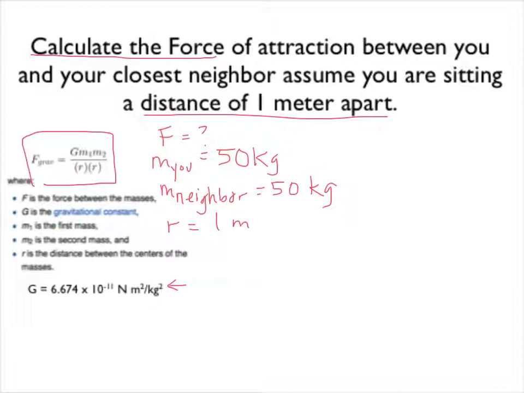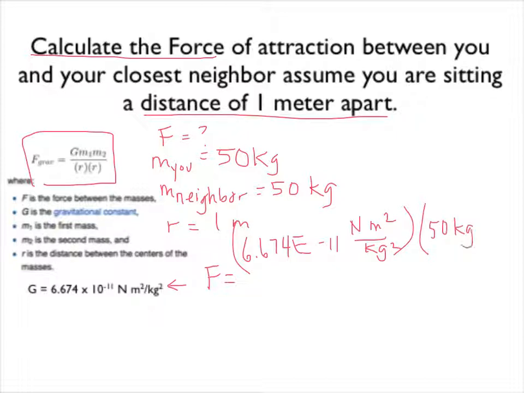And so if we plug our values into this formula, force is going to be equal to our G, which is 6.674. And instead of writing times 10 to the negative 11th, I'm going to introduce you to a new notation. This is E negative 11. It makes it much easier to write this all in. And our units are newton meters squared per kilogram squared. It's always important to follow your units. Mass 1 is 50 kilograms. Mass 2 is 50 kilograms.